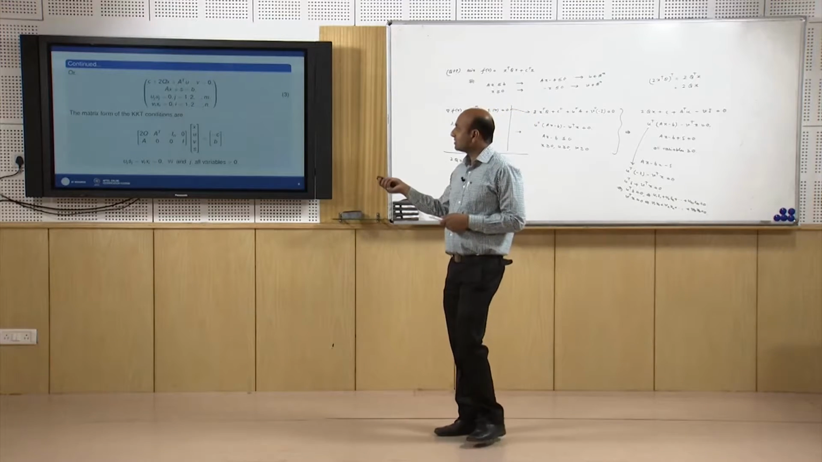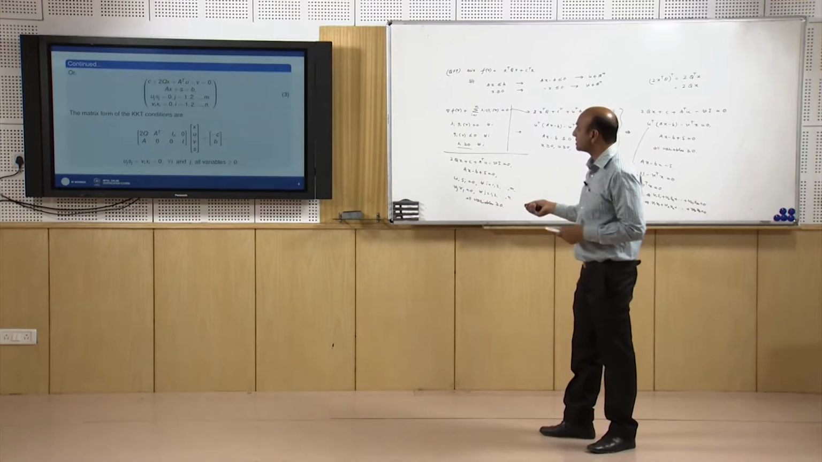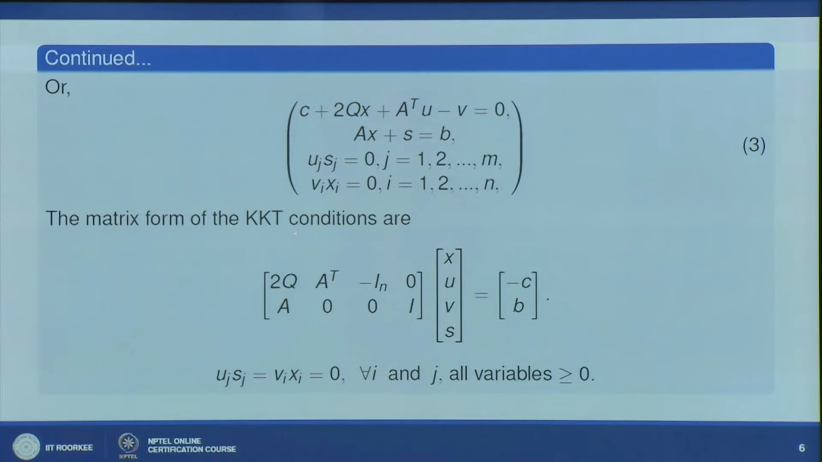So these are the KKT conditions which we just obtained for this problem. The matrix form we can easily obtain from here. You see, it is 2Q, A transpose, minus I, and 0 for S, because the S variable is also there, and this is A, this is 0, I for S. Variables are x, u, v, s, and the right hand side is minus c and b, with uj sj and vi xi equal to 0 for all i and j, and all variables non-negative.